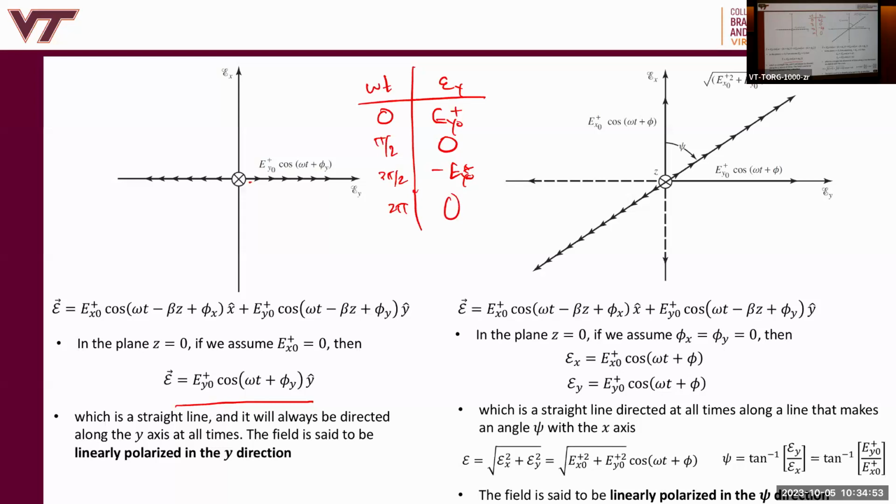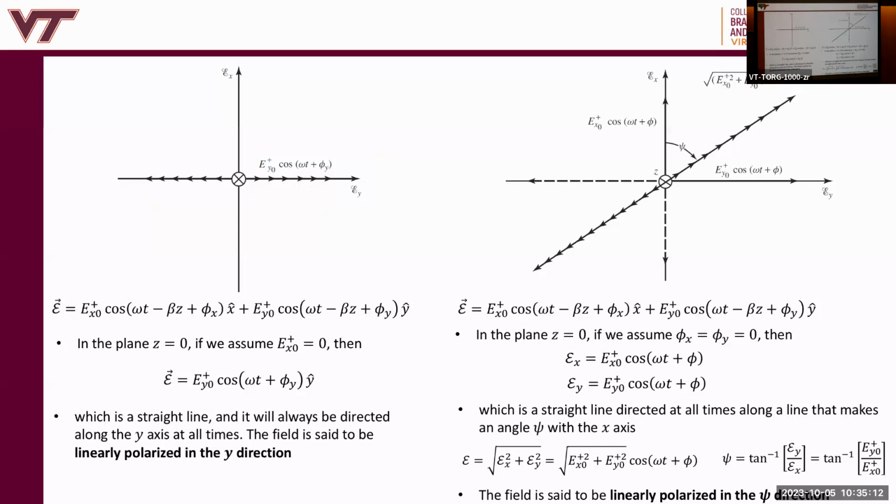So it starts out here at 0. It becomes E naught y plus at pi over 2 omega t. Then it goes back to 0. Then over here, this is at omega t equals 3 pi divided by 2. Okay, now, this is linearly polarized in the y direction.